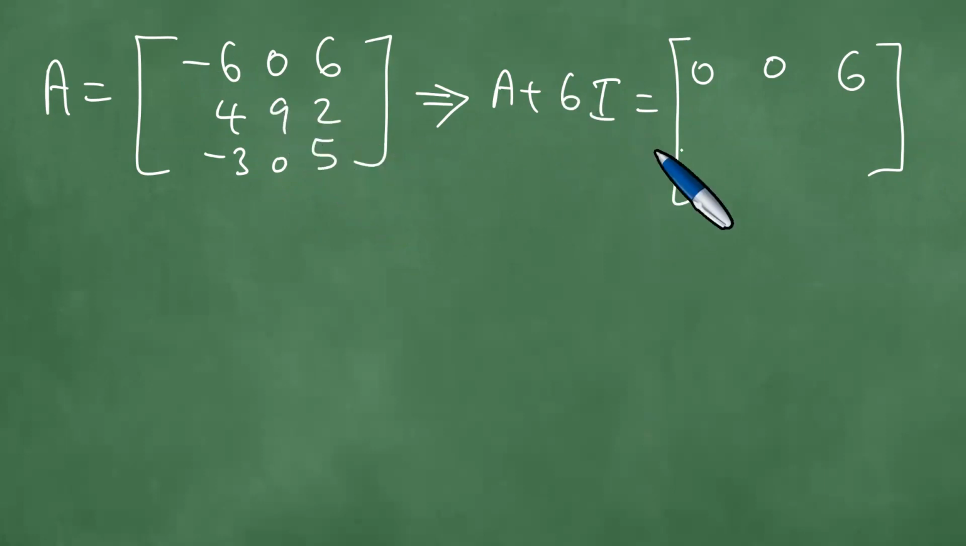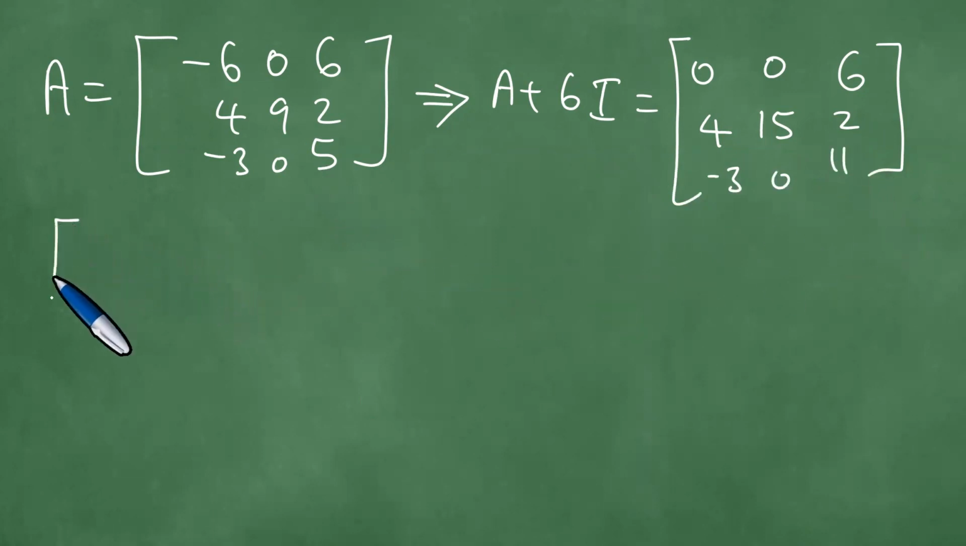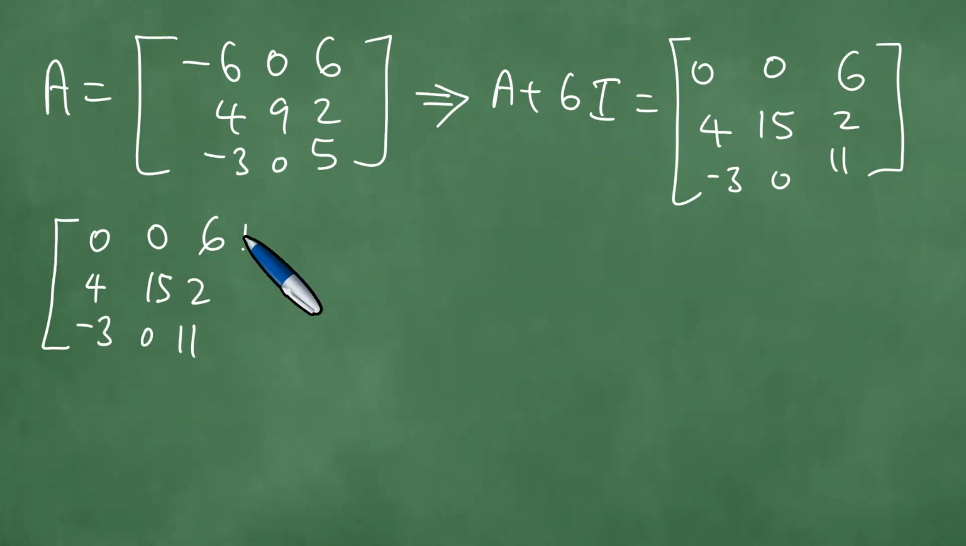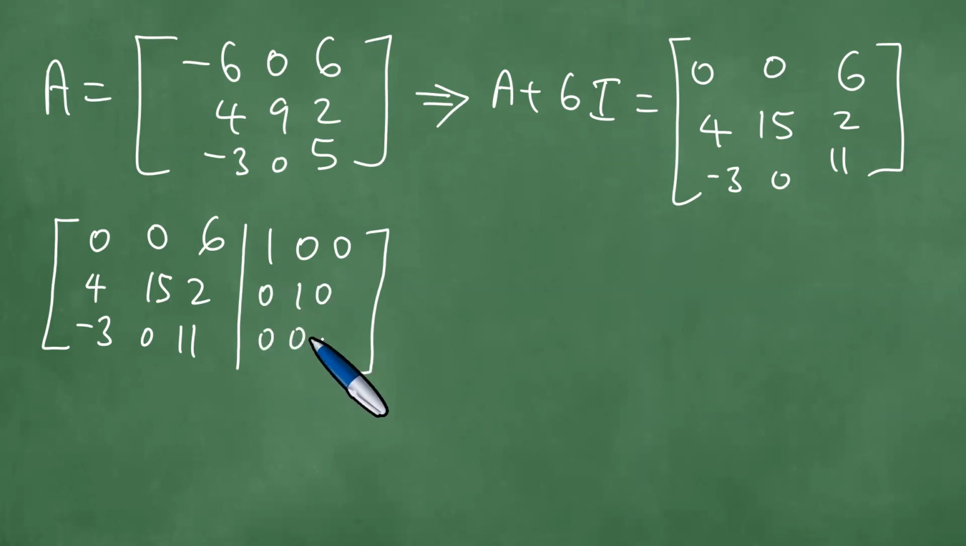So if you add a 6 here, it's going to become a 15, but the 4 is going to remain the same. And then you're going to have a 15, and then a 2, and then minus 3, 0. And then after you add a 6 to the 5, it's going to be an 11. So that is that. Now, using the augmented matrix, you have 4, 15, 2, you have minus 3, 0, 11, and then you have 1, 0, 0, 0, 1, 0, 0, 0, 1.